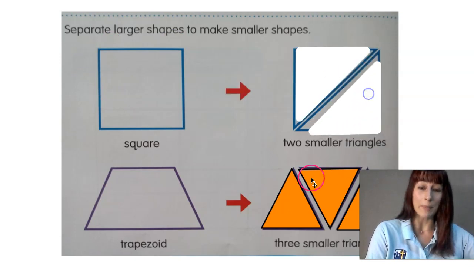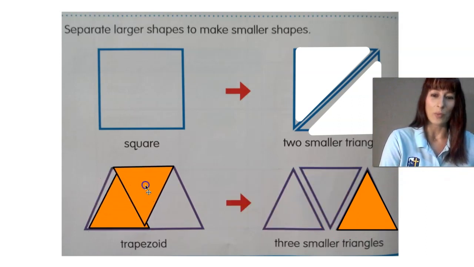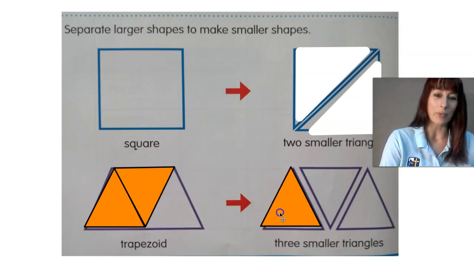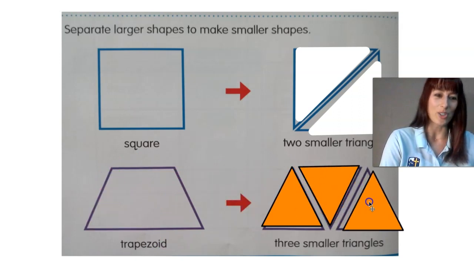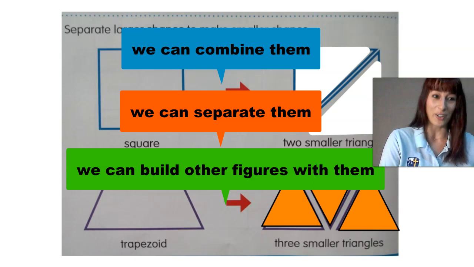Okay, now the same thing you can do with trapezoid. Trapezoid, I can also separate into, this time, 3 small triangles. Now if I want to move these triangles over here, we place them nicely together. If you combine them, they'll make that large trapezoid, and you can also separate them. Separate the larger shape into smaller shapes. So these are the magic things we can do with shapes. We can combine them, we can separate them, we can even build things, other figures out of shapes.